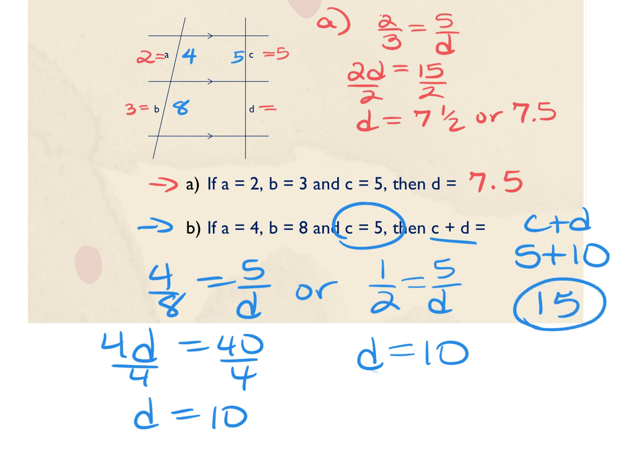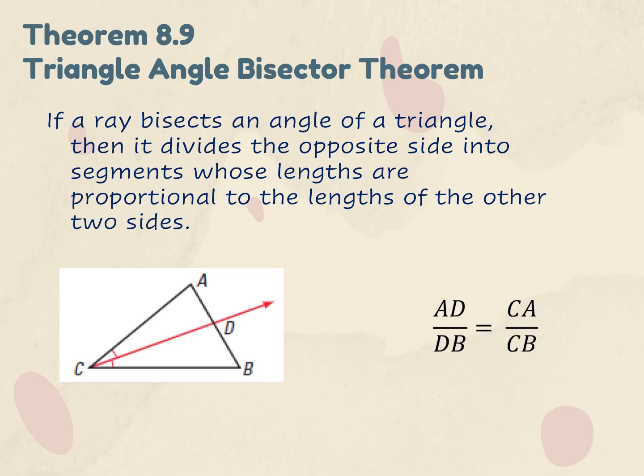This one is applying the three parallel lines theorem. We have another theorem on the next slide. The next one is called the triangle angle bisector theorem. And this one states that if a ray bisects an angle of a triangle, then it divides the opposite side into segments whose lengths are proportional to the lengths of the other two sides.